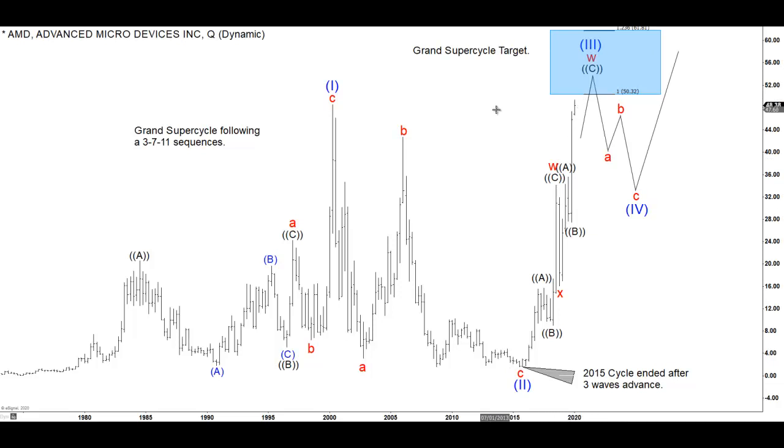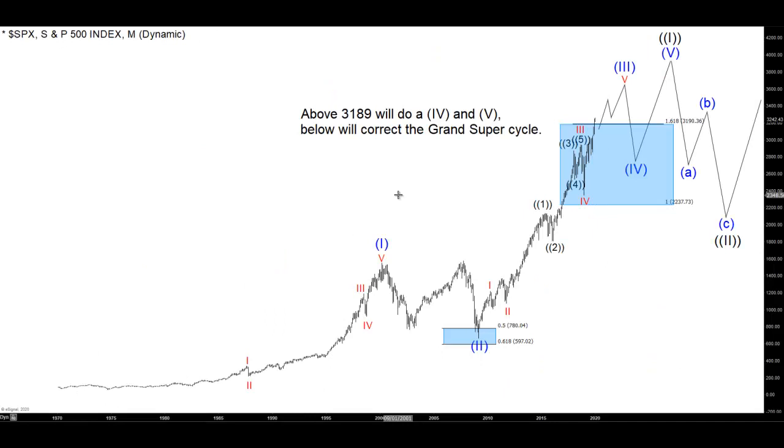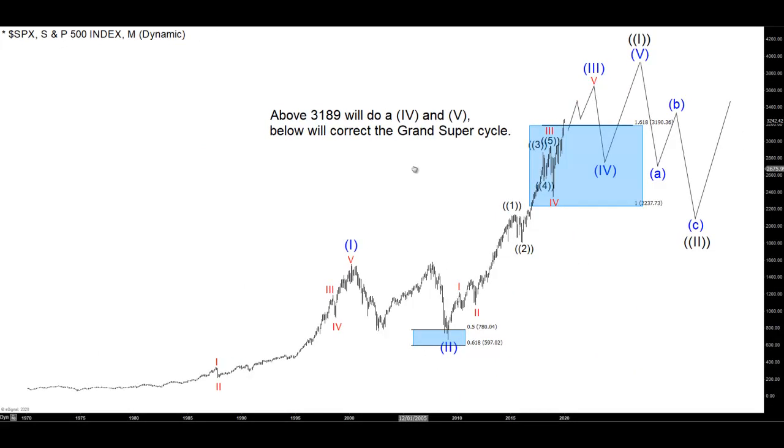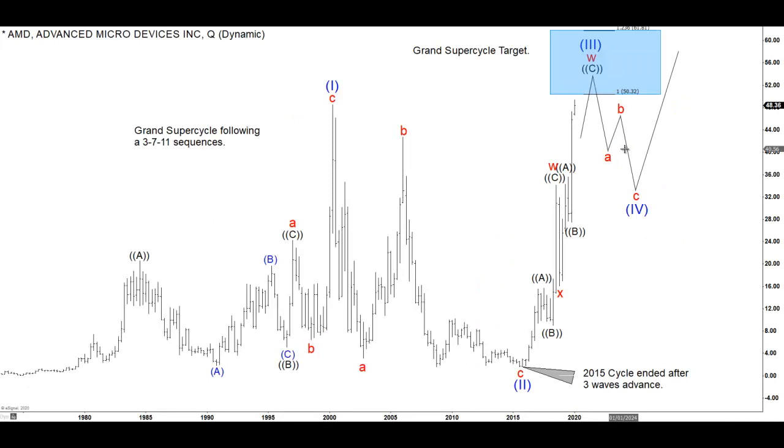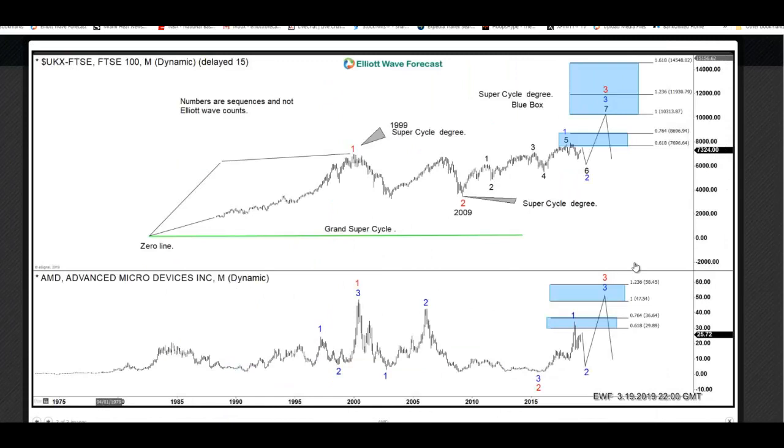So the diagonal is the bridge between this correct structure in AMD and this impulse structure in S&P. So how are we going to oscillate? A wave 4 and a 5 in the S&P, a wave 4 and a 5 in AMD. And then this wave 4 and 5 will allow, without a doubt, the FTSE to finally reach the 10, 3, 13 area, or this blue box, to end the grand super cycle.